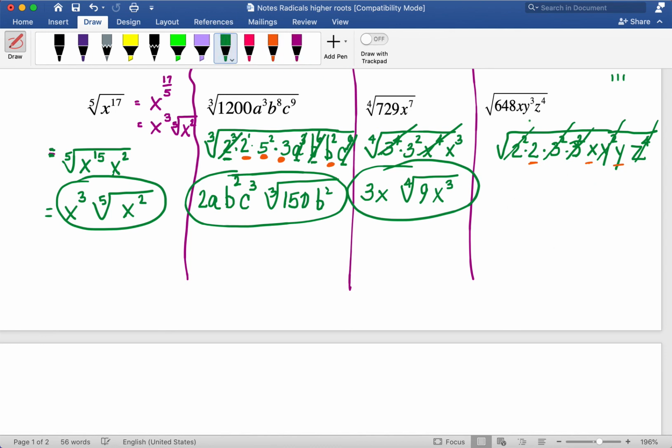What comes out? Well, 2 squared comes out as a 2. 3 squared comes out as a 3. 3 squared comes out as a 3. Y squared comes out as a y. Z to the power 4 comes out as a Z squared. And now you have to multiply these that are on the outside. So what do I got? 2 times 3 is 6, times 3 is 18. Times y times z squared times the square root of 2xy.